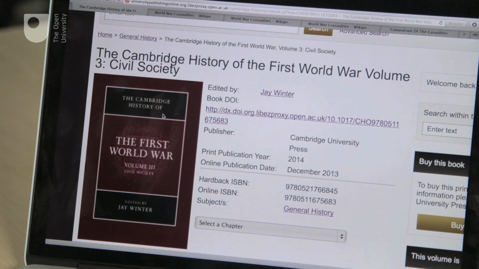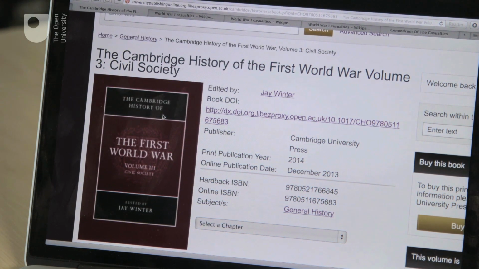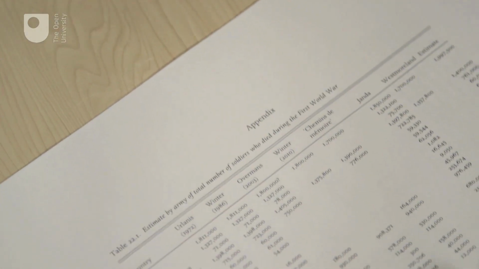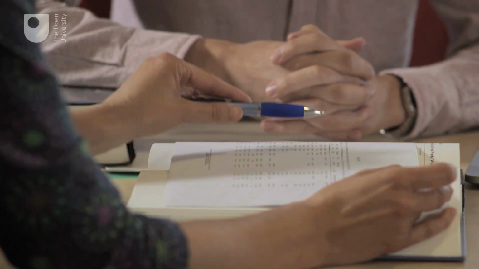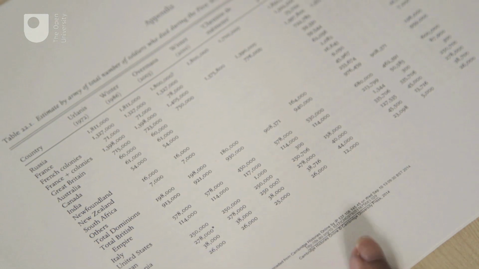So if I were to direct somebody to a very recent publication on the First World War that might include some of this information, I'd probably send them to J. Winter's Cambridge History of the First World War. And I've got here the table that's included in that book. What's useful about this one is that it compares what different authors have given as casualty figures over the years, starting in 1972 and ending with an up-to-date estimate. This is really interesting because we gain a sense of just how difficult it is to give accurate figures and just how estimates can vary.